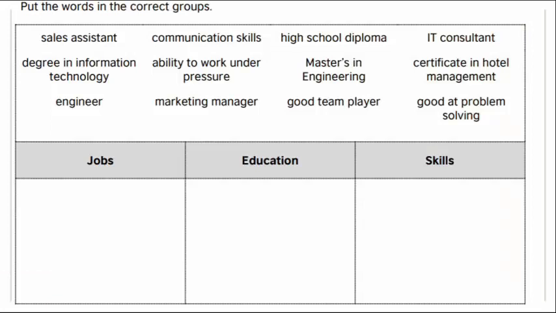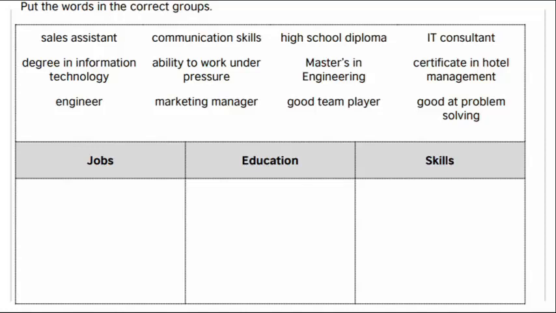Now I'm gonna divide the class into groups and ask each group to put these words in the correct groups. Okay, we have here some words, we have here jobs, we have here education, we have skills, and we are going to classify them. So you have 5 minutes to do this exercise, and I'm gonna monitor my students to see if they cooperate or not. After finishing the 5 minutes, let's start with the first group.